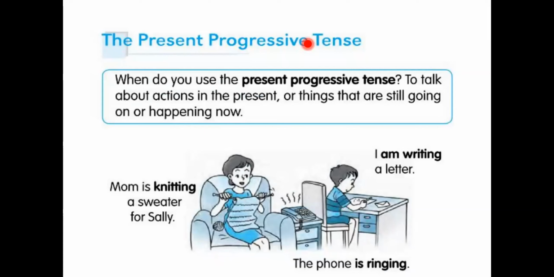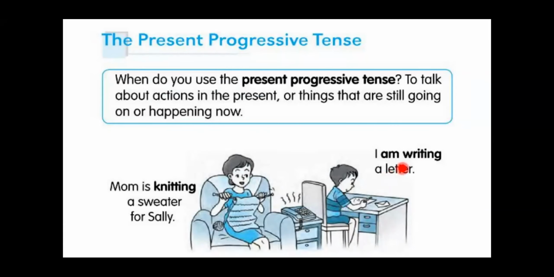What are you doing, all of you? You are listening to my class, right? You are attending the Zoom class, ing, okay. Yes, I am writing a letter. Mom is knitting a sweater for Sally. So here, when we add ing, then it becomes present progressive tense.